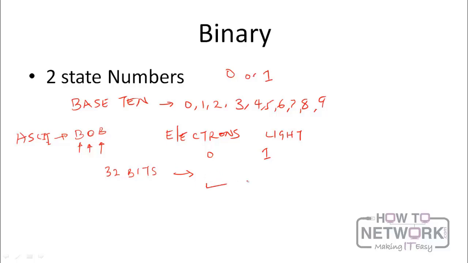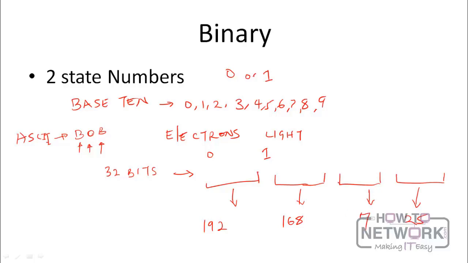So if you have the first 8 bits and the second 8 bits and the third 8 bits and the fourth 8 bits all being converted to decimal, and then you have an IP address. So let's pick an IP address, for instance, 192.168.7.25. The way a computer would see this would be all in binary.